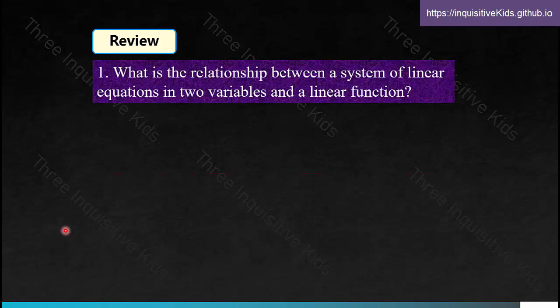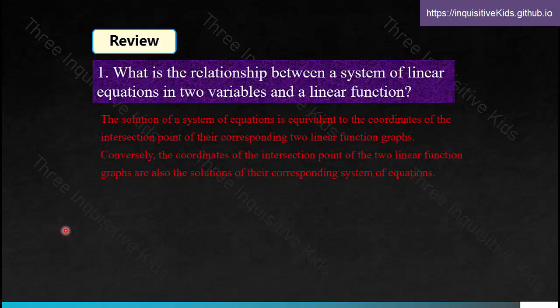Well, the relationship is that the solution of a system of equations is equivalent to the coordinates of the intersection point of the corresponding two linear function graphs. And conversely, it's the same, right? So the coordinates of the intersection points of the two linear functions graphs are also the solutions to their corresponding systems of equations.